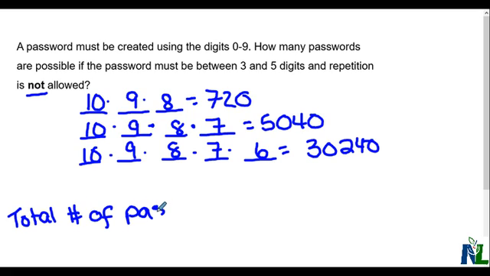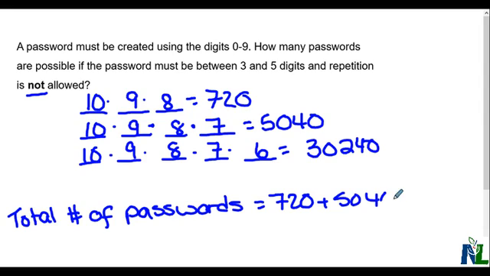So we'll write that the total number of passwords is 720 plus 5,040 plus the 30,240 for a total of 36,000.